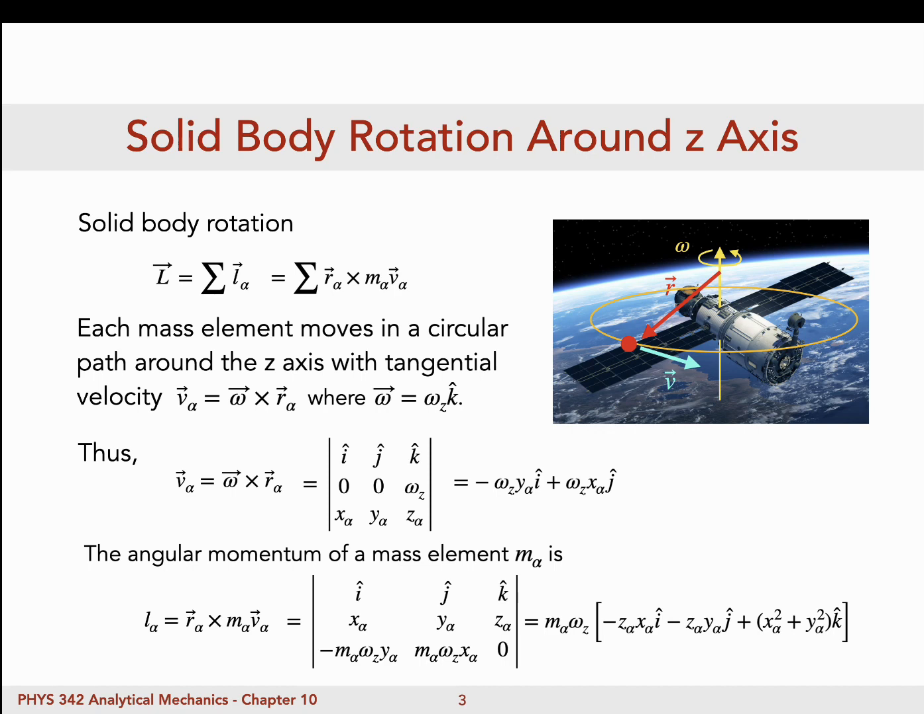I should emphasize, notice that this is not necessarily parallel to the original angular velocity vector, right? The angular velocity vector was pointing in the z direction. This does have a z component, but it also has x and y components.